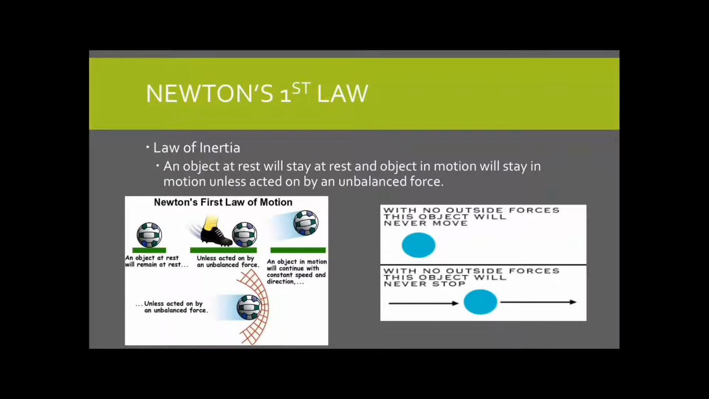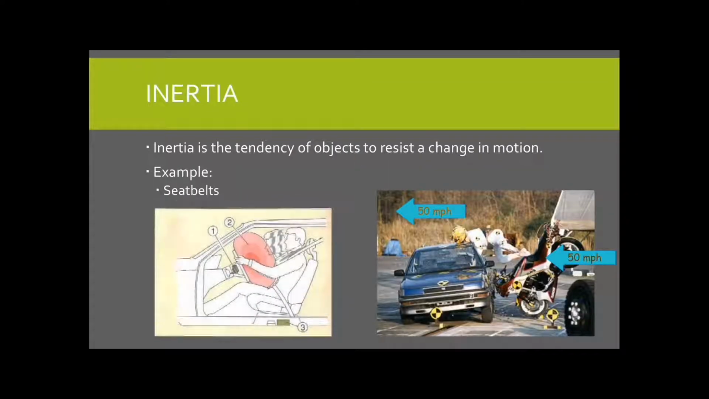But now you're probably wondering, well, okay, I understand that the first law is the law of inertia, but what's inertia? Well, inertia is the tendency of objects to resist a change in motion. So, objects at rest want to stay at rest. Objects in motion want to stay in motion. So, an example that we have created to help with this is seatbelts.